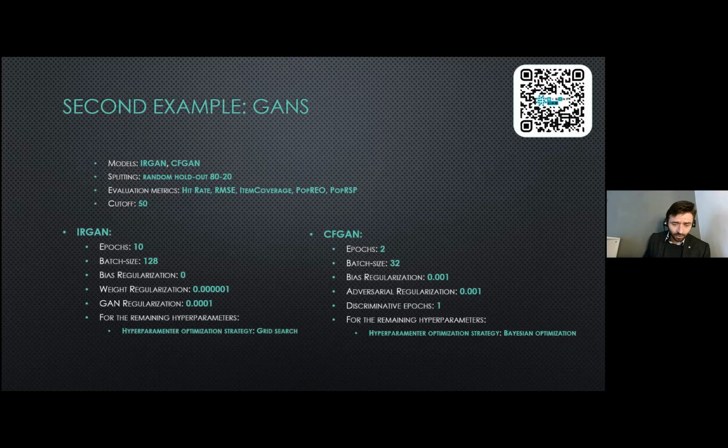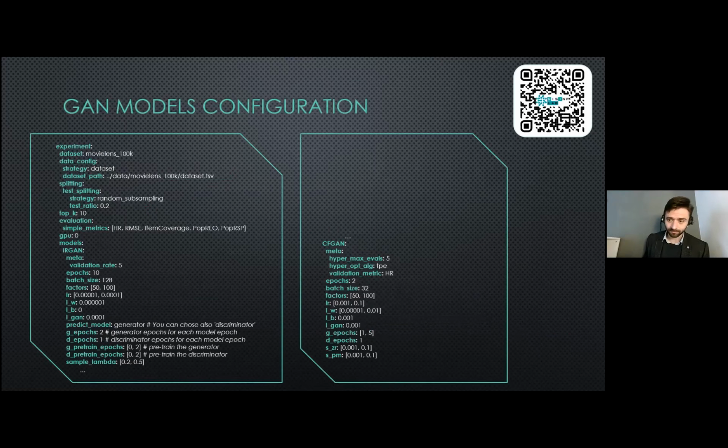And if we go to the next slide, we have the configuration file. As you can see here, for IRGAN, we are using a grid search, because without the specification, it is a grid search with a validation rate equal to 5.